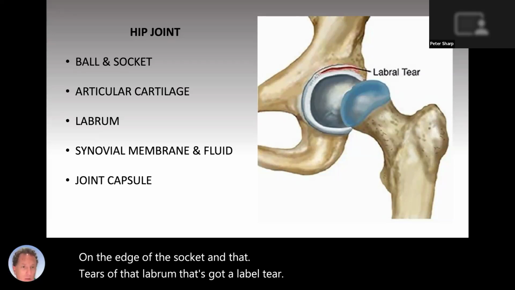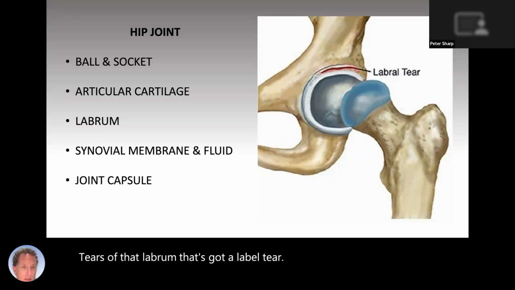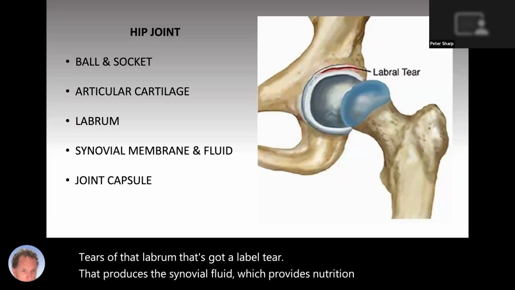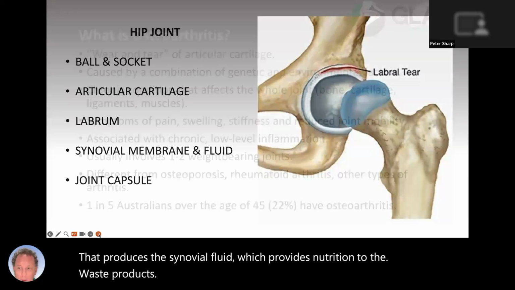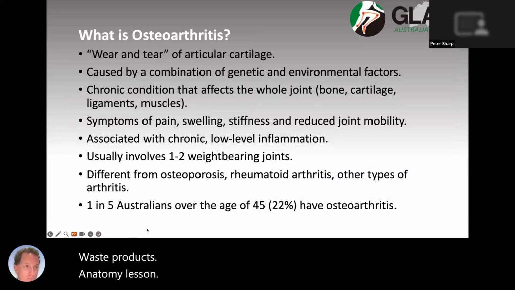Around all that, you've got the synovial membrane, same as the knee, and that produces the synovial fluid, which provides nutrition to the cartilage and takes away waste products. And then around all that, you've got a joint capsule. So that's just a very quick anatomy lesson. So then what is arthritis, osteoarthritis?